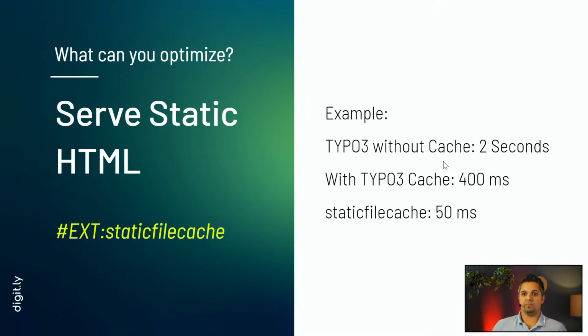If your HTML file loads in 2 seconds, everything else will start loading after these 2 seconds. That means CSS and JS start loading after these 2 seconds. That's really bad. So it's very important to serve HTML as fast as hell. The best way to do it in TYPO3 is to use static file cache. For example, TYPO3 without cache loads in 2 seconds, with TYPO3 cache in 400 milliseconds, and with static file cache in 50 milliseconds. And that's a huge improvement.